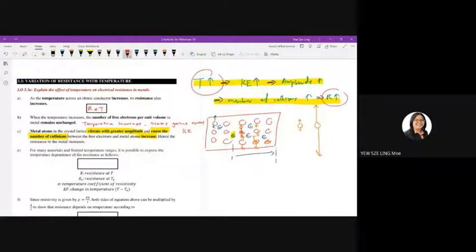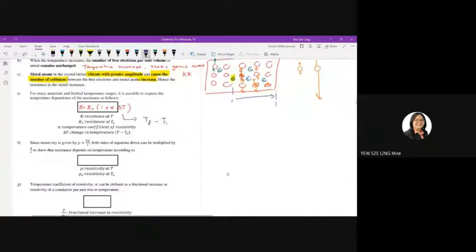So for many materials and a limited temperature range, it is possible to express the temperature dependence of the resistance as follows. R equals R naught, bracket, 1 plus alpha delta T. So delta T represents T final minus T initial, the change in temperature.